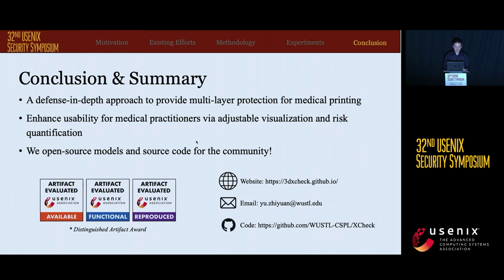In summary, we develop a defense in-depth approach to provide multi-layer protection for medical printing and to enhance usability to help medical practitioners. We develop adjustable and customizable visualization and risk quantification. We are very honored to be awarded the Distinguished Artifact, and we have open sourced our models and source code for the community. That's all for my presentation today.